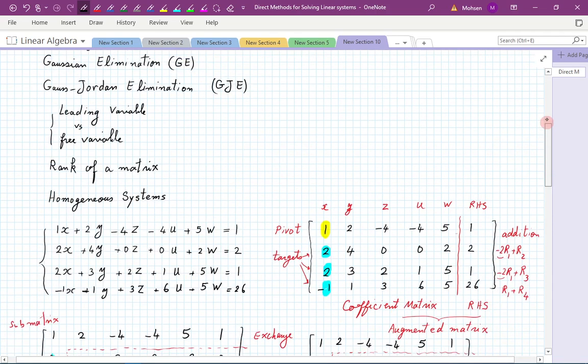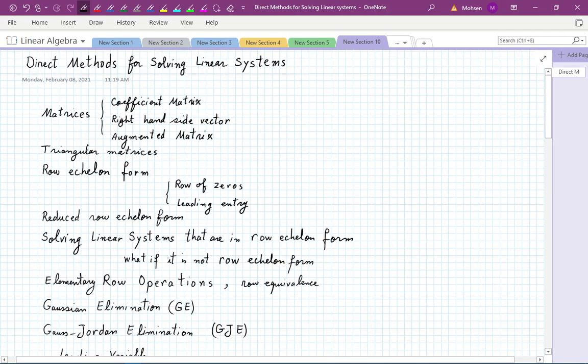So let's go back and see what we learned. We learned about matrices, where the matrices come from. We said we are aiming for triangular matrices. We don't get them, but we do get row echelon form. When we talked about the row echelon form, it was important to have entire rows of zeros at the very bottom of the matrix.